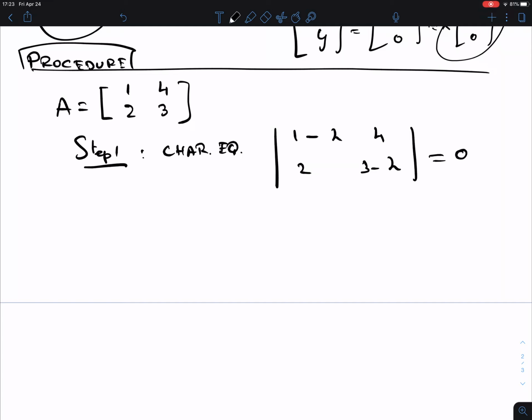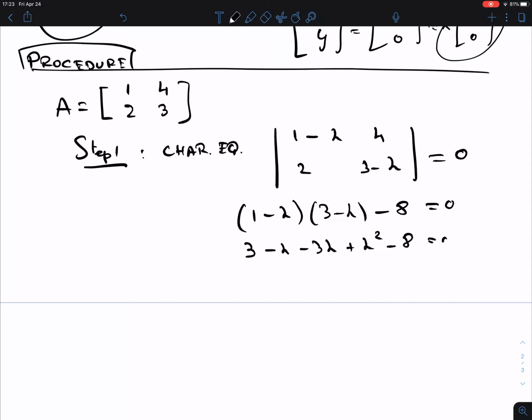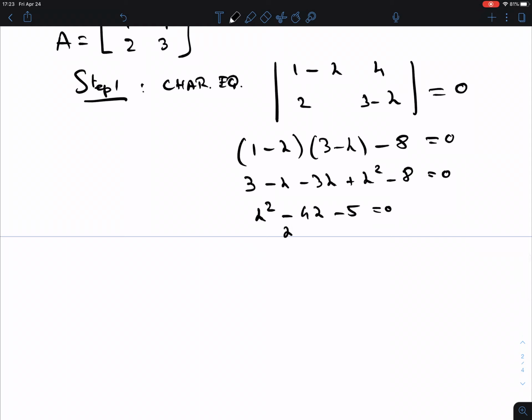Okay, it's a 2 by 2, that's not so hard. 1 minus lambda times 3 minus lambda minus 8 is 0. Let's expand that, FOIL it out. 3 minus lambda minus 3 lambda plus lambda squared minus 8 equals 0. So lambda squared minus 4 lambda minus 5 equals 0. We need two values that multiply to -5 and add up to -4. So I think -5 and plus 1, right?